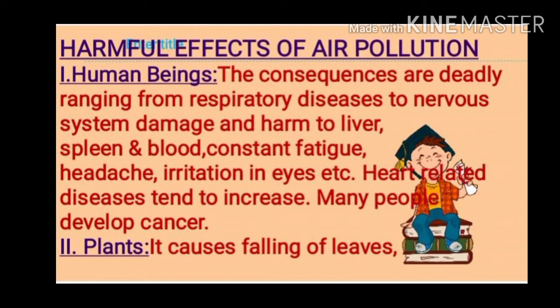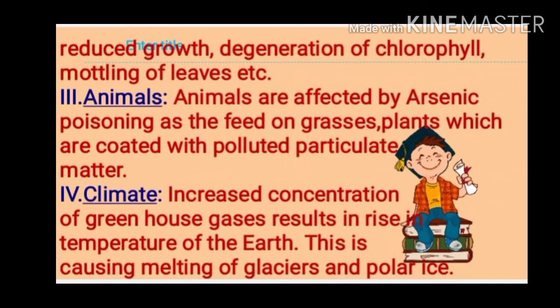Effects on plants. It causes the falling of leaves, reduced growth in plants, degeneration of chlorophyll, mottling of leaves, etc. Effects on animals. Animals are affected by arsenic poisoning as they feed on the grasses, plants which are coated with polluted particulate matter.